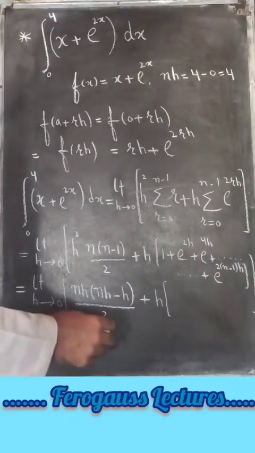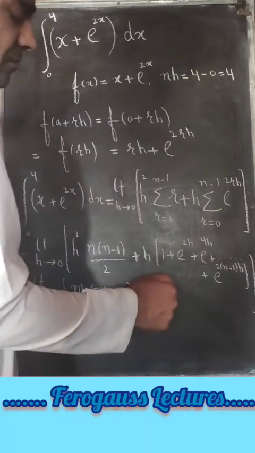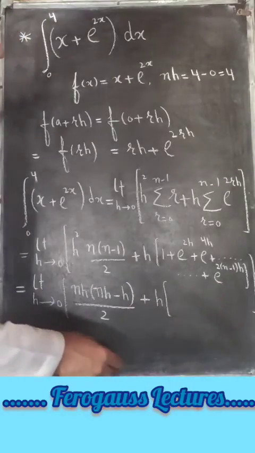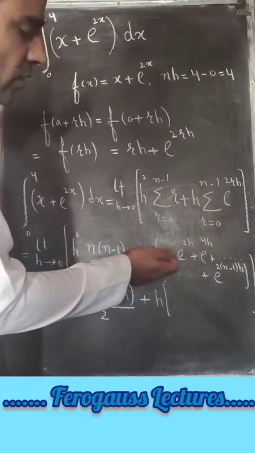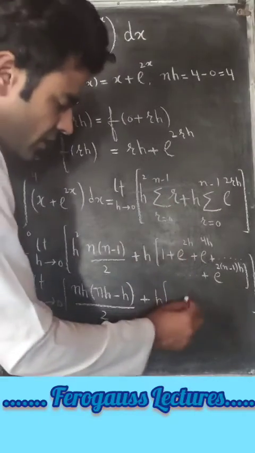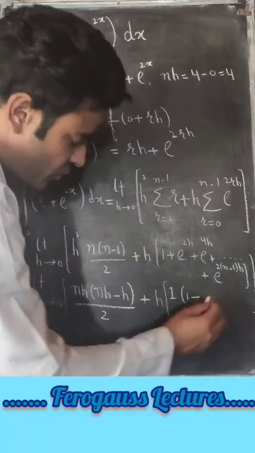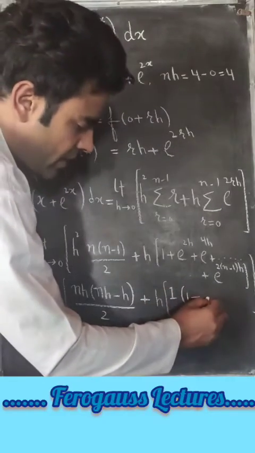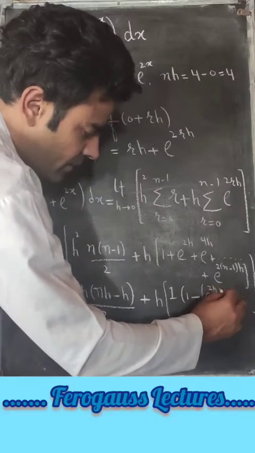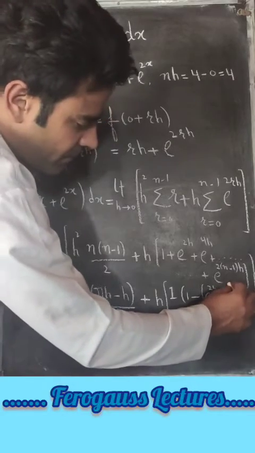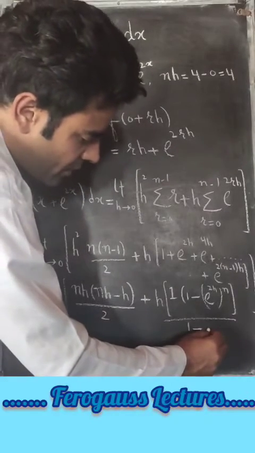This forms a geometric progression with first term equal to 1 and common ratio equal to e raised power 2h. And we know that the sum of n terms of a geometric progression with first term 1 and common ratio e raised power 2h, when the ratio is less than 1, is the first term, that is 1, into 1 minus common ratio raised power n, where n is the number of terms, divided by 1 minus common ratio, that is e raised power 2h.